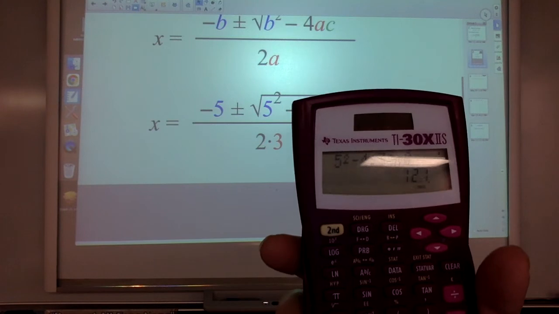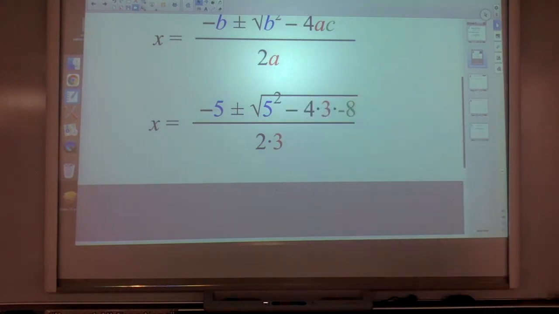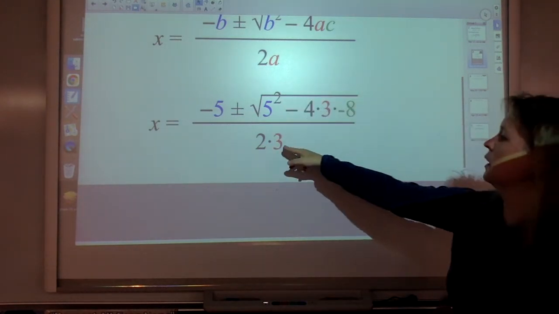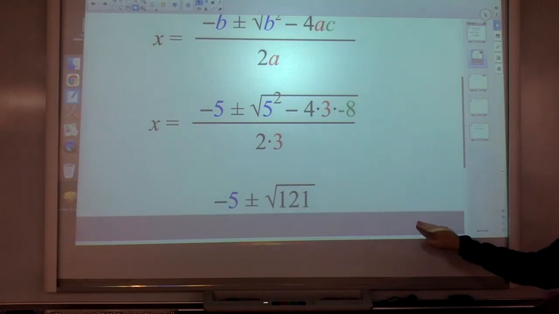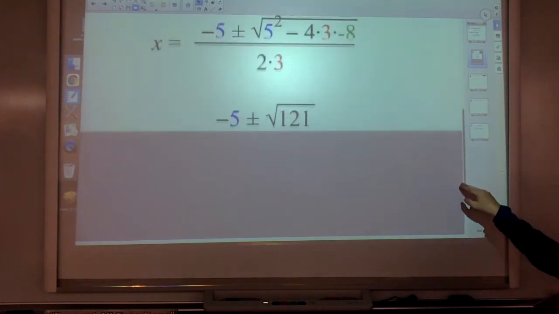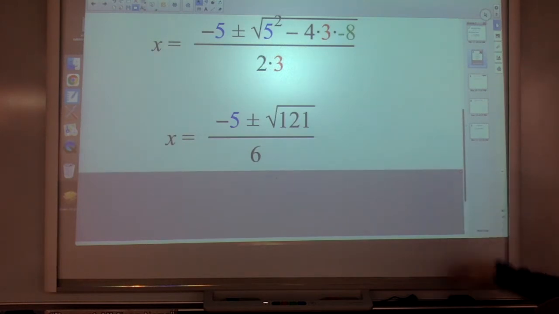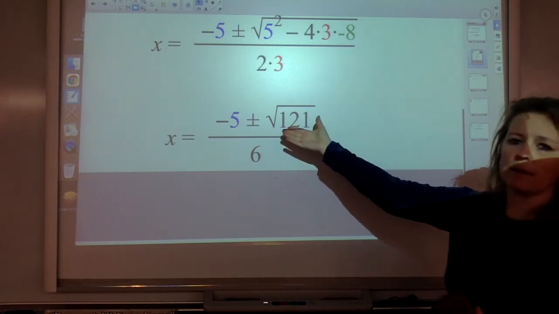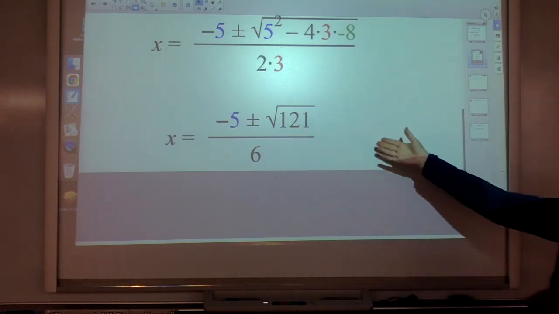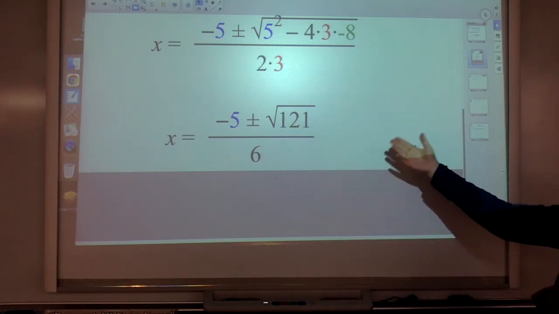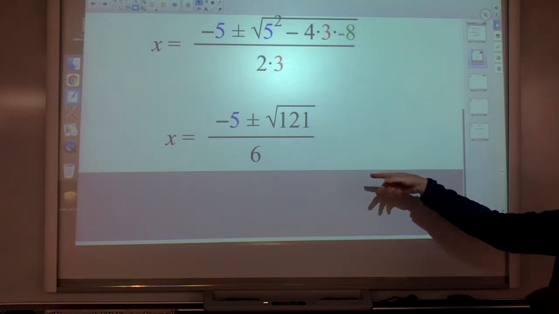Now the 121, reminder, is in the square root. And we can also take care of 2 times 3. So now we have negative 5 plus or minus the square root of 121 all over 6. But again, no calculator on this yet, because there are times that the square root of 121 is not a perfect square, so we don't want ugly decimals. Also, you can't do plus and minus at the same time.